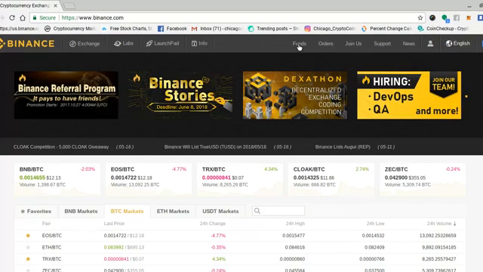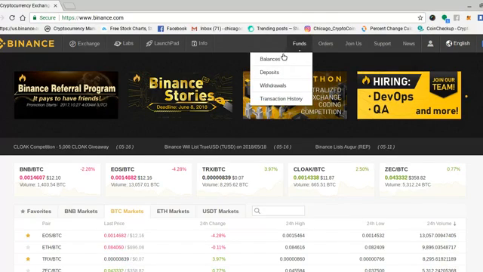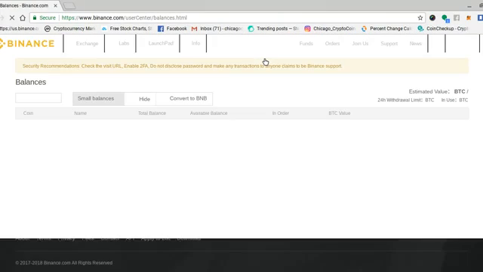Next, you have your funds, which is where you're going to look to see your balances. As of right now, you already know there's a zero balance because this is a demo account. So what it would be showing right now is our balance in BTC as well as USD.